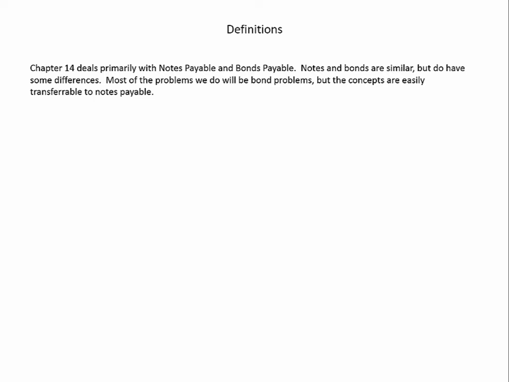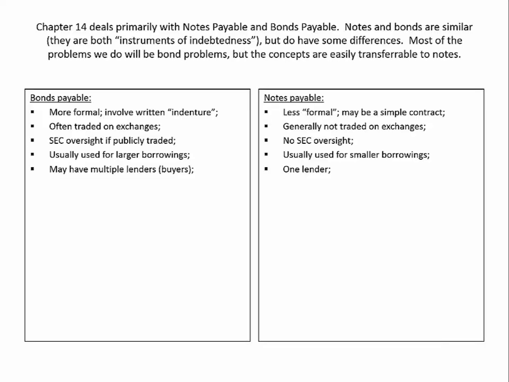Most of the problems we do in class and in the homework will be bond problems, but the concepts are easily transferable to notes payable. Again, as I said, bonds and notes have a lot of similarities, but there are some differences. Just going bullet point by bullet point, bonds are more formal. They often involve a written what's called an indenture, which describes the bond issuance, the legal terms, and so on. Notes payable can be less formal. A note can be as simple as an IOU.